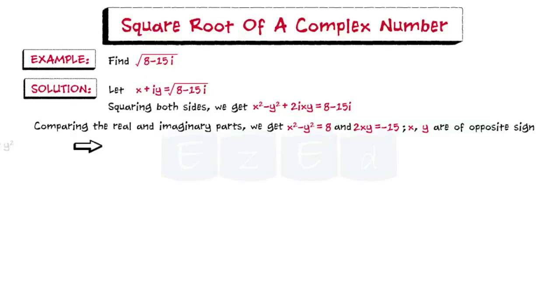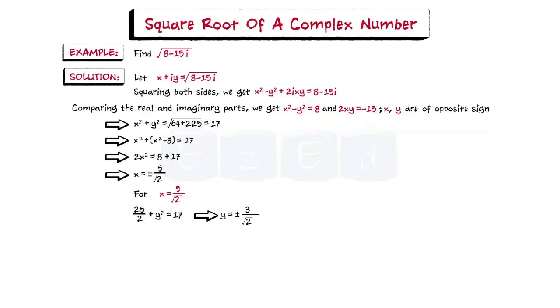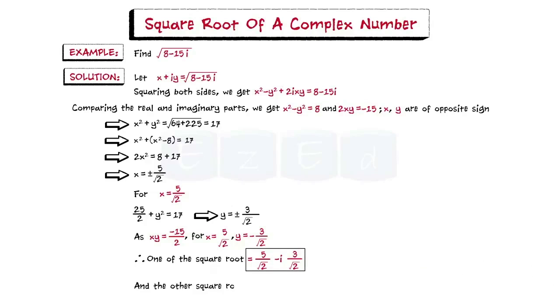We get x square plus y square equals 17. On solving further, this gives x equal to plus minus 5 by root 2. Now for x equal to 5 by root 2, we get y equal to plus minus 3 by root 2. As x times y is equal to minus 15 by 2, therefore for x equal to 5 by root 2, y equal to minus 3 by root 2. Therefore one of the square roots is equal to 5 by root 2 minus i times 3 by root 2. And the other square root is equal to 5 by root 2 plus i times 3 by root 2.